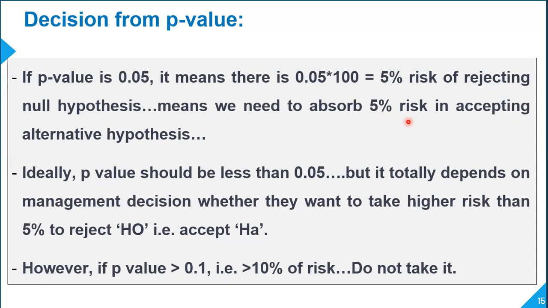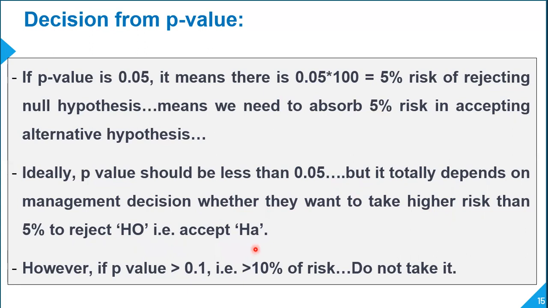All we need to decide is whether we can take that much of risk. That's it. Ideally, p-value should be less than 0.05. I mean, risk taken should be less than 0.05. So our risk appetite shouldn't be more than 5%. But it totally depends on management decision whether they want to take higher risk than 5% to reject null hypothesis. That is accepting alternate hypothesis.